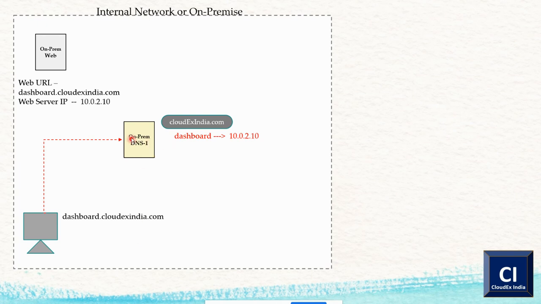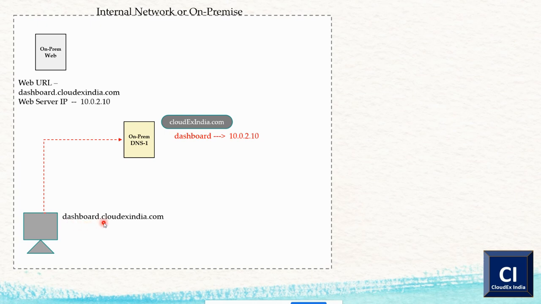Then what happened at the moment you reach this? It verifies, do I have any zone like cloudxindia.com? So it reads the query from the ending side, not from the starting. So it reads cloudxindia.com. Okay, yes, I have a zone cloudxindia.com. Then further it looks at what your query is.